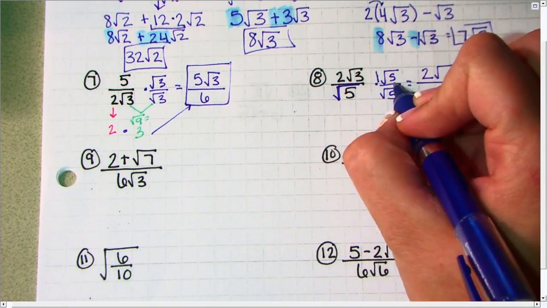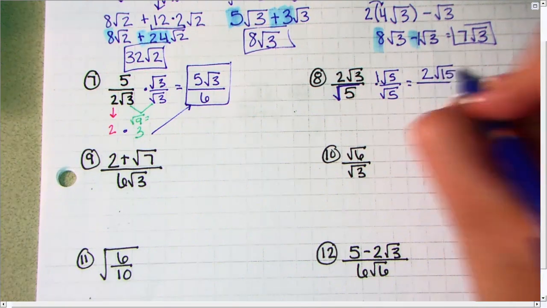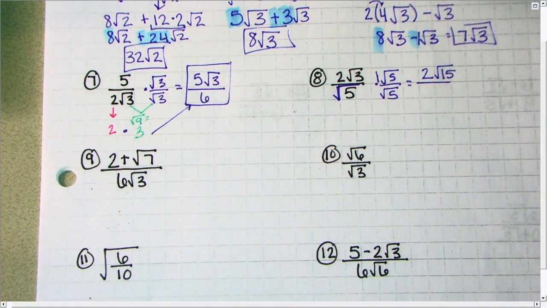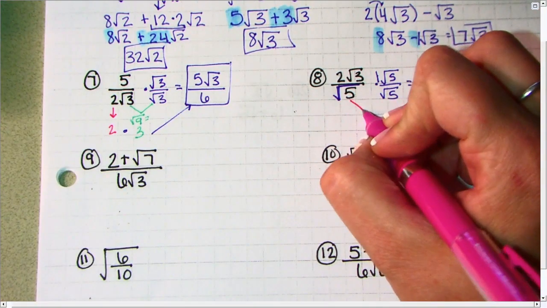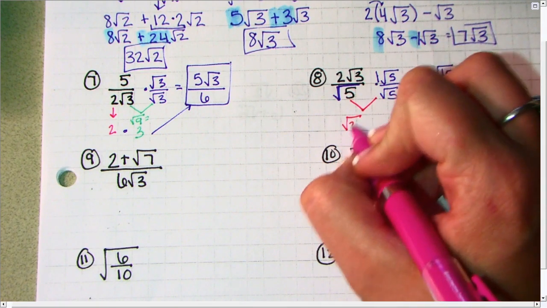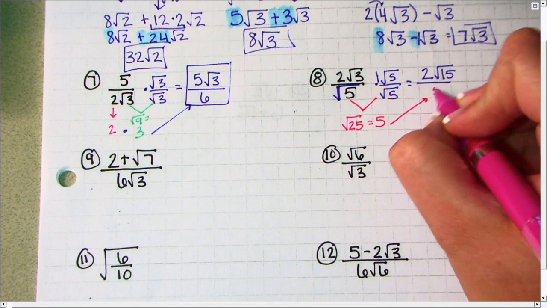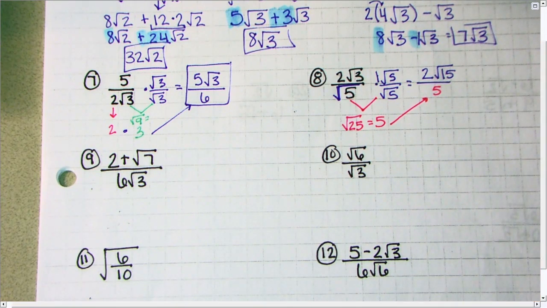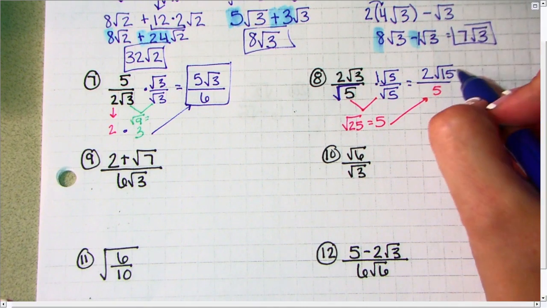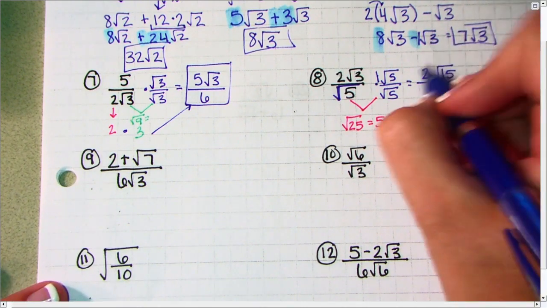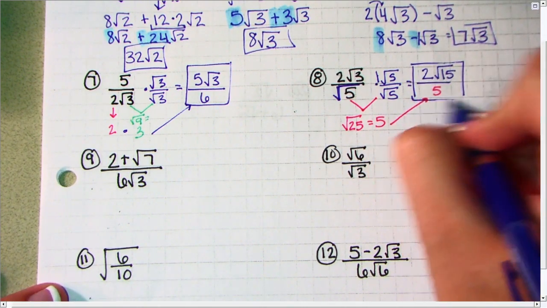The square root of 3 times the square root of 5 is the square root of 15. To get the denominator, I do the square root of 5 times the square root of 5, which is the square root of 25, and the square root of 25 is 5. Looking at the top and bottom, I notice that 2 and 5 can't simplify, and I can't pull a perfect square out of 15, so this problem is complete.